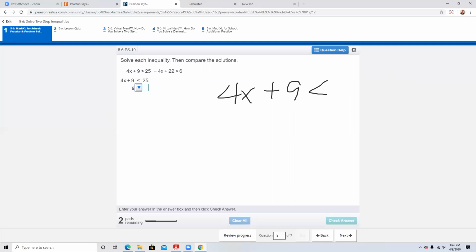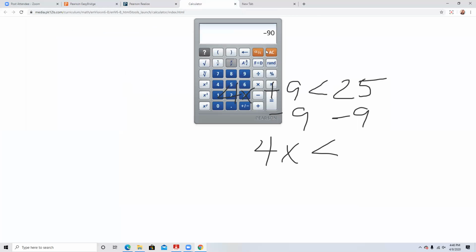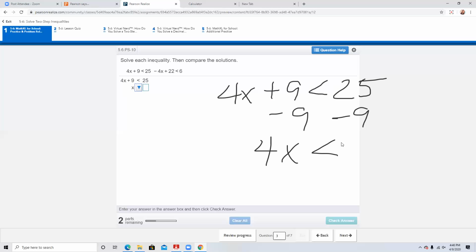Okay, less than 25. So now you do basic equations. 4x, because 9 minus 9 is 0, less than 25 minus 9. You remember? Let's go back to the calculator, since we need a calculator. 25 minus 9, 16. Okay, 16 is our answer. So let's go here, 16.